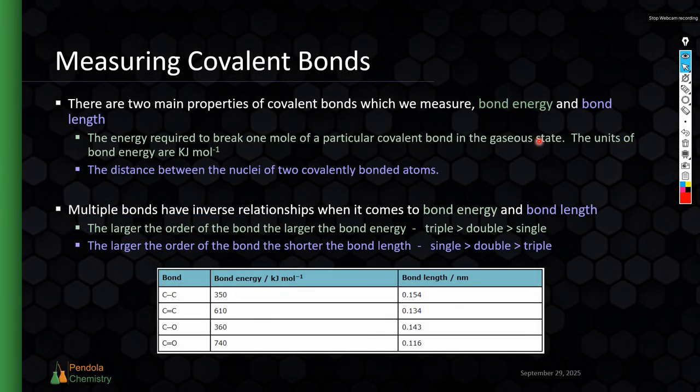So let's talk about measuring covalent bonds. There are some measurements that we're going to make with covalent bonding, and two of the key measurements are both their bond energy and their bond length. When we talk about bond energy, we're talking about the energy required to break 1 mole of a particular covalent bond in the gaseous state. And the units for that are going to be in kilojoules per mole.